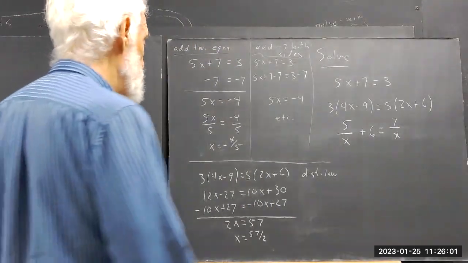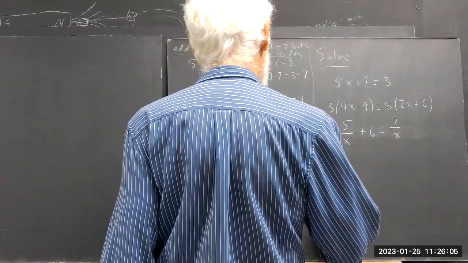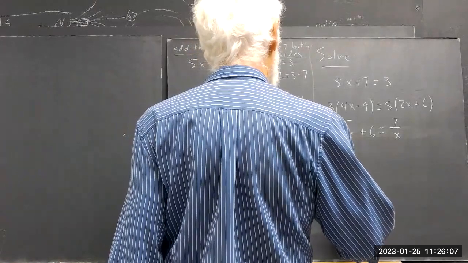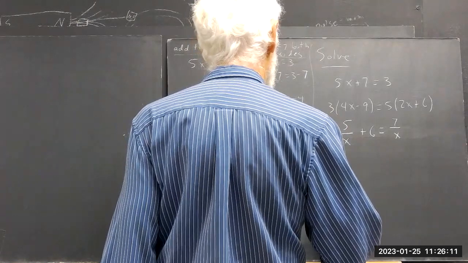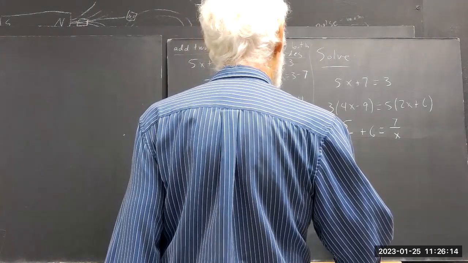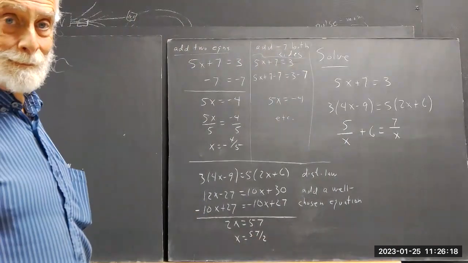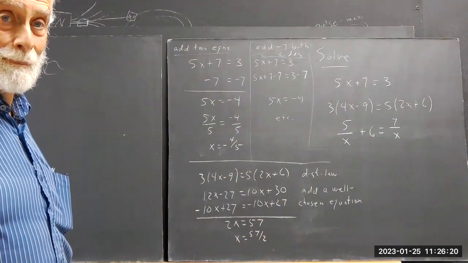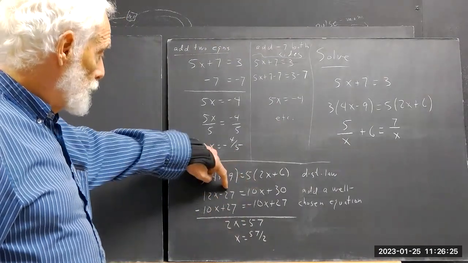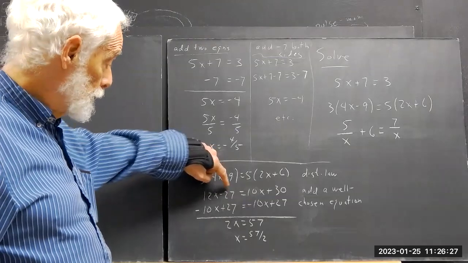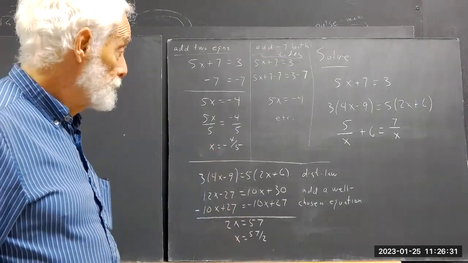Okay. What we did here, I added a well-chosen equation. I chose it to eliminate the 10x over here and to eliminate the negative 27 over here, so I'd have the form that makes it easy to write out the solution.